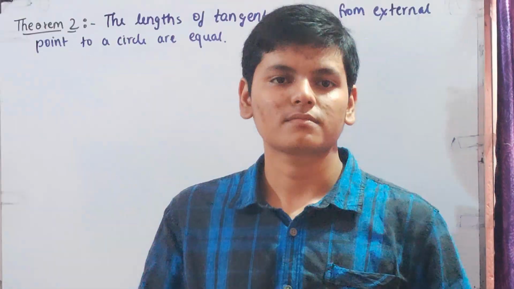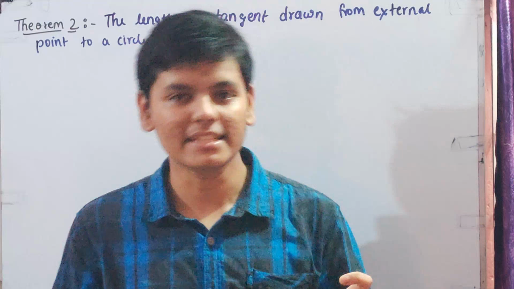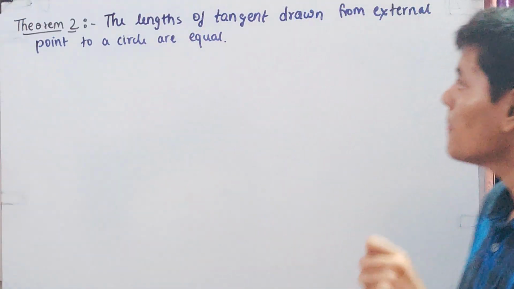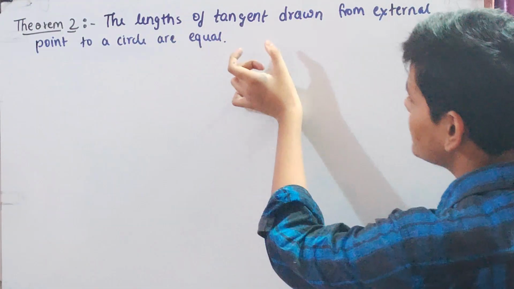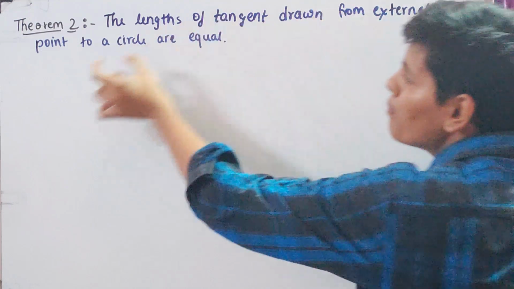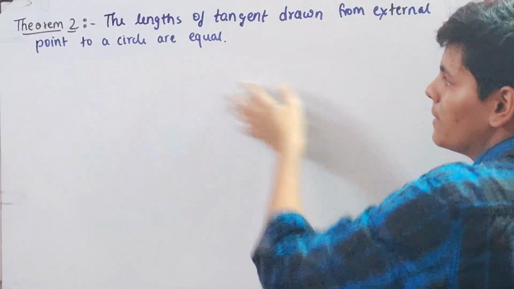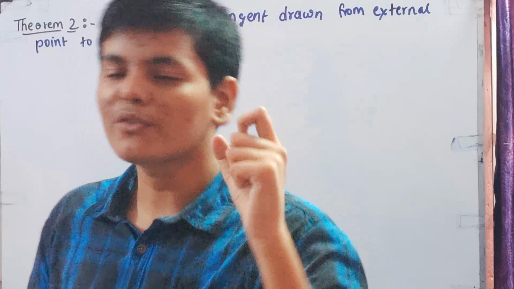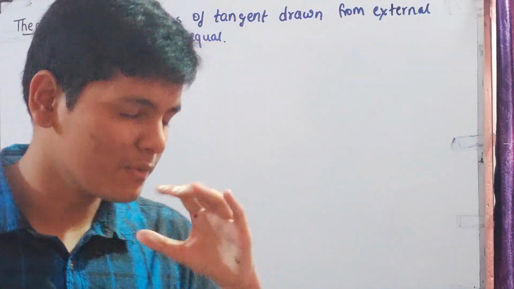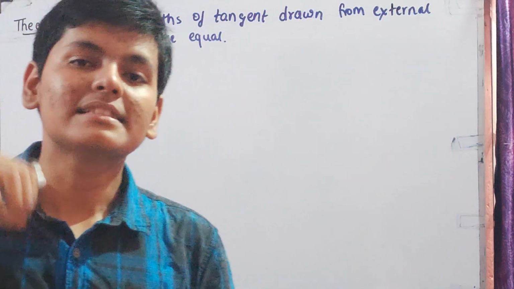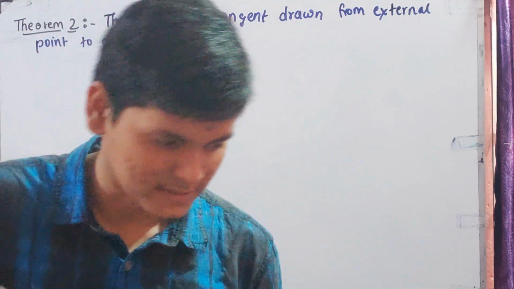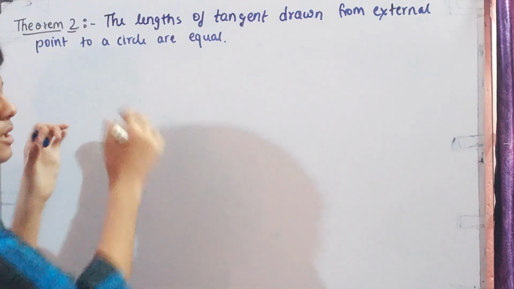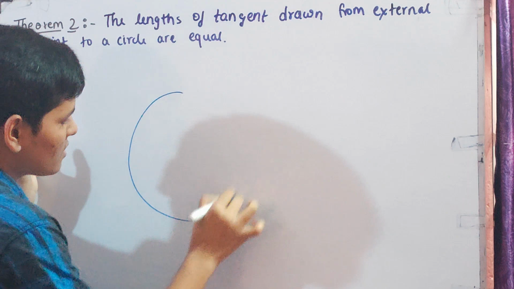So now let us move on to the second theorem of this chapter and the last theorem: the lengths of tangents drawn from an external point to a circle are equal. Before moving on to prove the theorem, we have to first understand what a tangent drawn from outside the circle is. We are not proving the theorem right now, we are just looking at the concept.